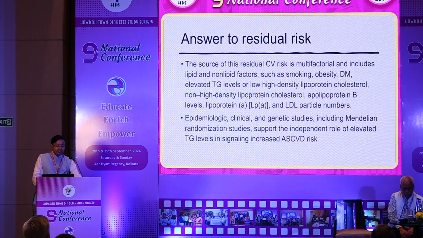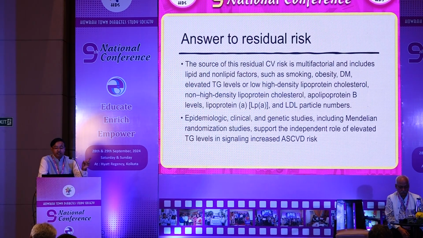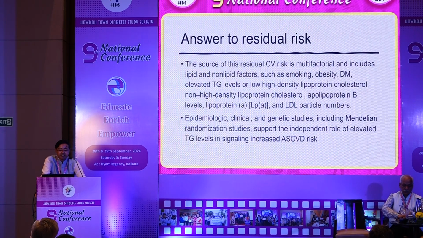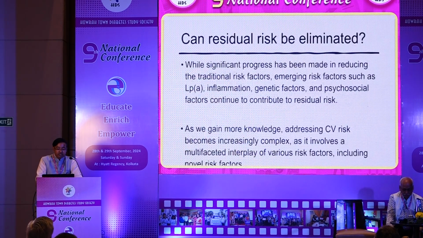So finally, my concluding slide is on how to answer the residual risk. The source of this residual risk has to be kept in mind: it is multifactorial. It is neither only lipid nor only inflammation or metabolic factor. It's a conglomeration of lipid and non-lipid factors like smoking, obesity, diabetes, elevated triglyceride, low HDL cholesterol, presence of ApoB, high LPA levels, and also the LDL particle numbers. Epidemiological, clinical and genetic studies, including Mendelian randomization, support the independent role of elevated triglyceride in atherosclerotic cardiovascular events.